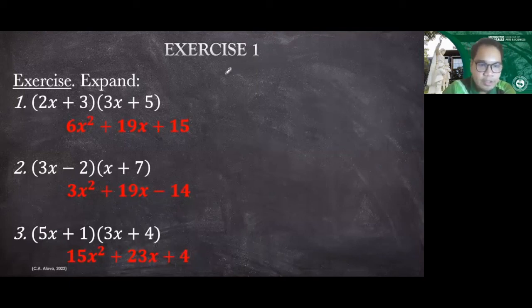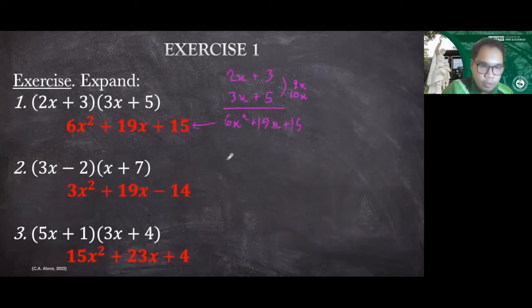So if you want to answer this, we have for number 1, 2x plus 3 times 3x plus 5. So vertically, we have 6x squared. Crosswise, 2x times 5 is 10x. And then add that to the product of 3 times 3x, so that's 9x. So we have plus 19x. And then 3 times 5 is going to give us 15. So that's our answer for number 1.